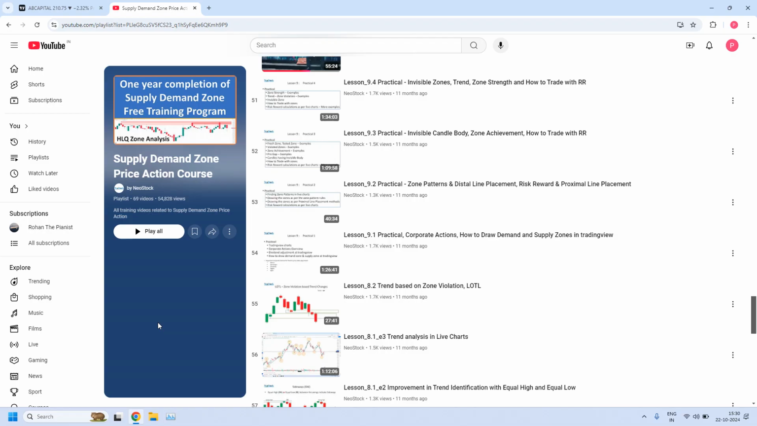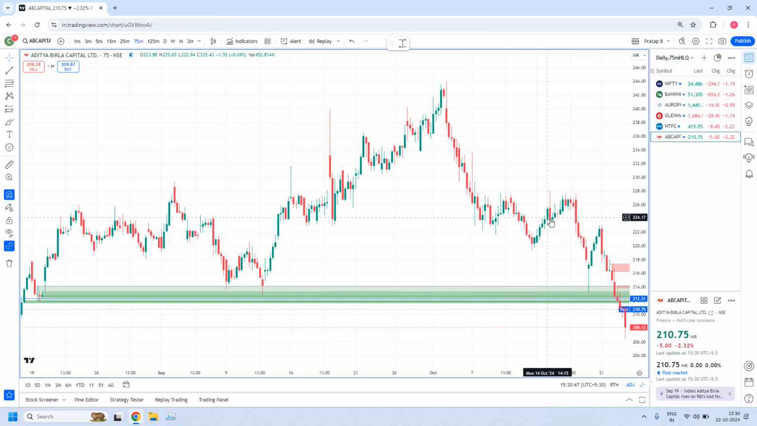Now let's get into the analysis discussion. Yesterday, in the end of the day report, we identified 4 high liquidity zones from the daily and 75 minutes time frame. In that, only one stock we got the trade, that is ABFRL, that is Aditya Birla Capital. This is a 75 minutes high liquidity zone.